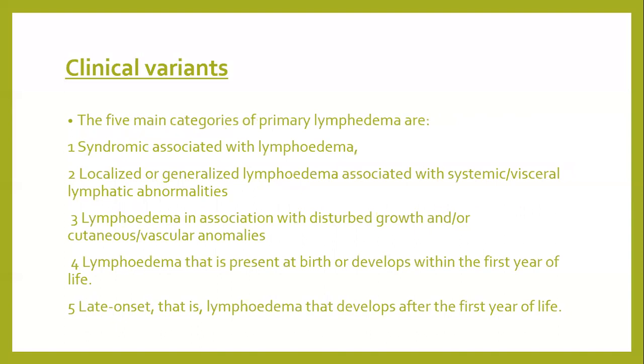There are 5 major clinical variants of primary lymphedema. The first is the syndromic form of lymphedema, then localized or generalized lymphedema that is associated with systemic or visceral lymph abnormalities. Then lymphedema which is associated with disturbed growth or cutaneous vascular anomalies. Then lymphedema that is present at birth or develops within a few years of life, so early onset lymphedema, then late onset lymphedema that develops after the first year of life. So there are different types. We are discussing these in further detail now.